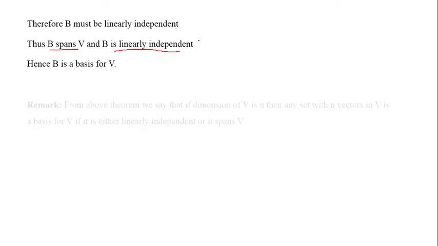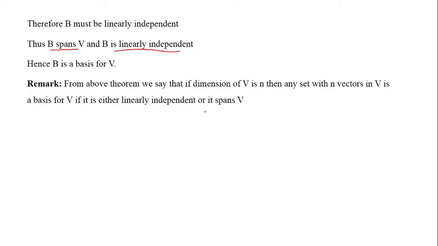Thus B spans V and B is linearly independent, hence B is a basis for vector space V. So in the second case, we assume that B spans V and we prove that B is linearly independent, and hence we conclude that B is a basis for vector space V. So this is a very important result in linear algebra. So we conclude this remark from the above theorem.